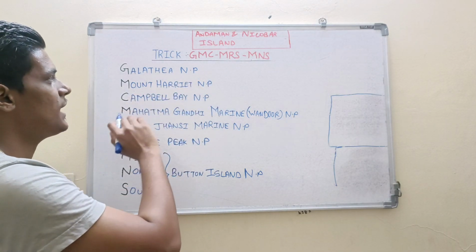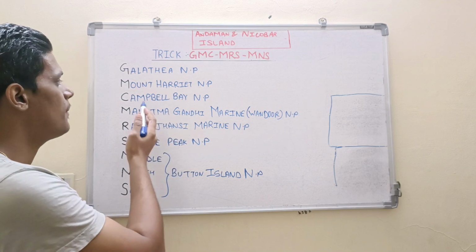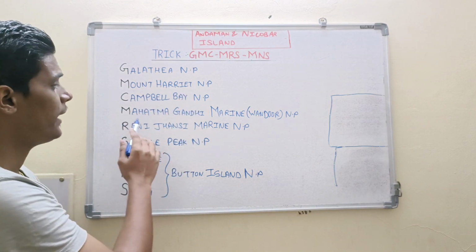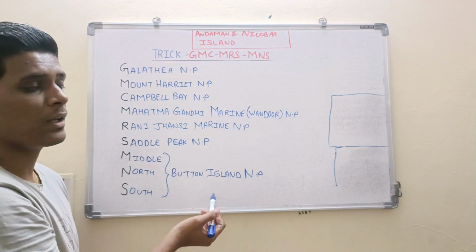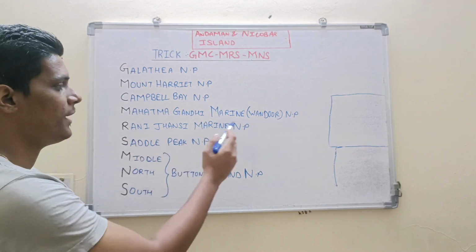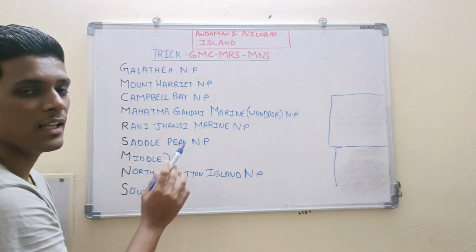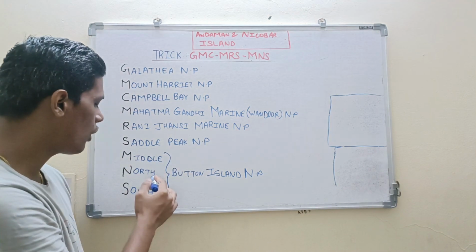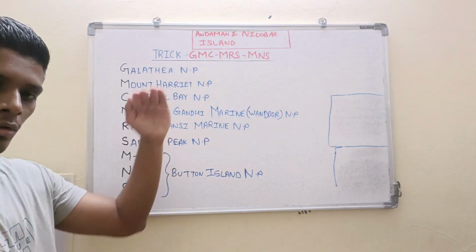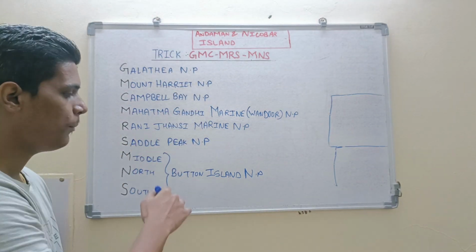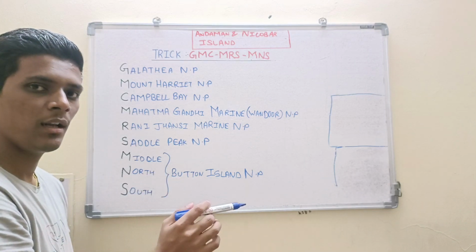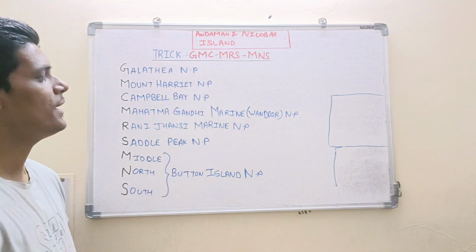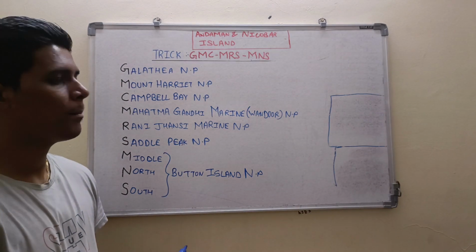Okay, so here G stands for Galathea National Park, M stands for Mount Harriet National Park, C stands for Campbell Bay National Park, and then again M stands for Mahatma Gandhi Marine Wonder National Park. Then the other marine one is Rani Jhansi Marine National Park. Then S stands for Saddle Peak National Park. Then MNS: these three are the same, middle, north, south, and these three have a similar name at the front, Button Island National Park. So by this trick you can easily remember the national park names.